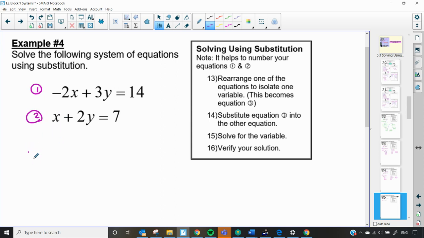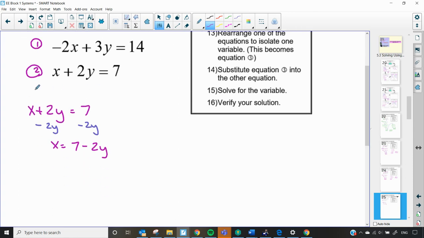Now, to get x by itself, I've got x plus 2y equals 7. To get x by itself, I'm just going to subtract 2y. So that gives me x equals 7 minus 2y. Again, you could write that as negative 2y plus 7. You'll still get the same answer. So we've manipulated equation number 2, so we want to sub into the other equation. We're going to take this 7 minus 2y and substitute it in for the x in the first equation. So that would give us negative 2 times (7 minus 2y) plus 3y equals 14.